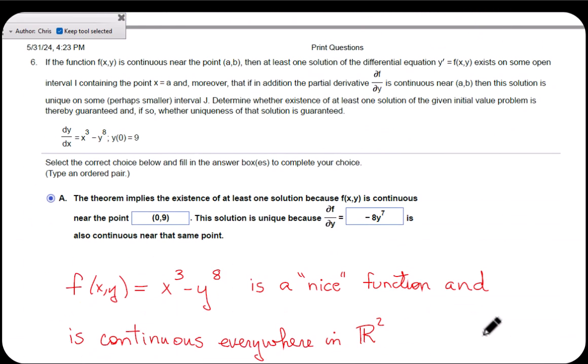In question 6, we have a much nicer looking function. We've got x cubed minus y to the 8th. Think of it as a polynomial with nice powers. So, being nice and a polynomial, it's going to be continuous everywhere for any point in R2, any x, y that you pick. So yes, it will at least have a solution. There exists at least one. Could be more, but at least one.